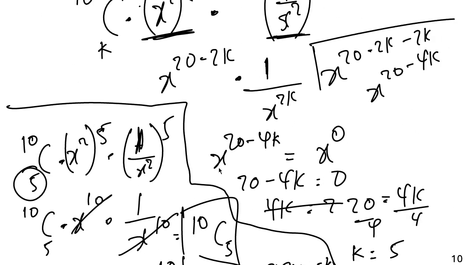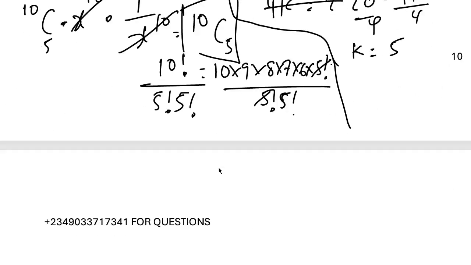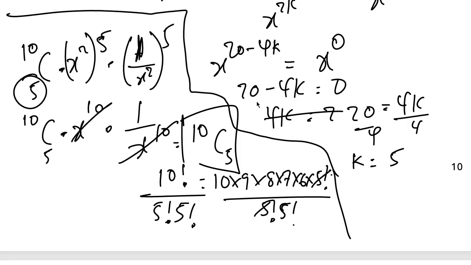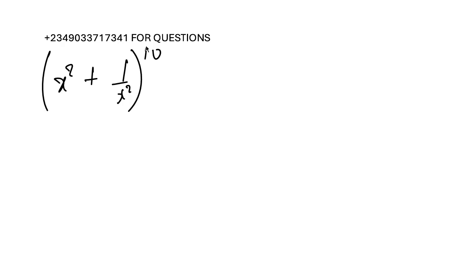Now let's take another. But there's something important I want to tell you here. If you notice in this question, x squared plus 1 over x squared to the power 10, have you noticed that in any binomial expansion, when you are sharing the powers, they must add up to this? You can see this 5 and this 5 must add up to give you what? It must add up to give you 10. Have you noticed it? So that's where the trick comes.